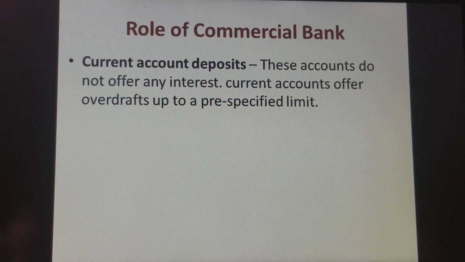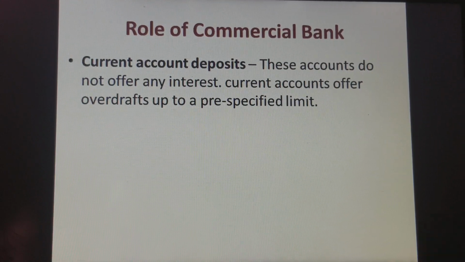Current account deposits. So the commercial banks as well accept monies or deposits in the form of a current account deposit. These accounts do not offer any interest, right? Current accounts offer overdraft up to a pre-specified limit. So those persons who wish to draw monies using checks would have to open a current account, and the current account is not an interest-bearing account, right?